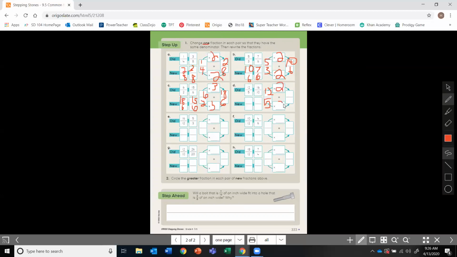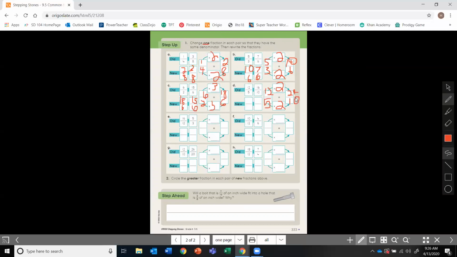Now, friends, really, if you think about it, there could be numerous new answers, because whatever you're doing to the bottom, you have to do to the top, but it doesn't always have to be 2. It could be 2, it could be 3, it could be 4. Okay, right now we're just focusing on smaller multipliers. So I'm trying to stick with 2 and 3.